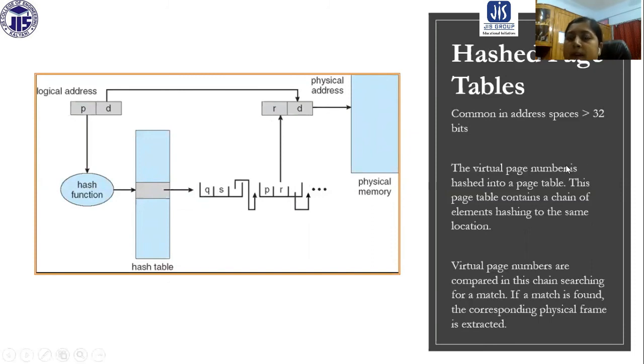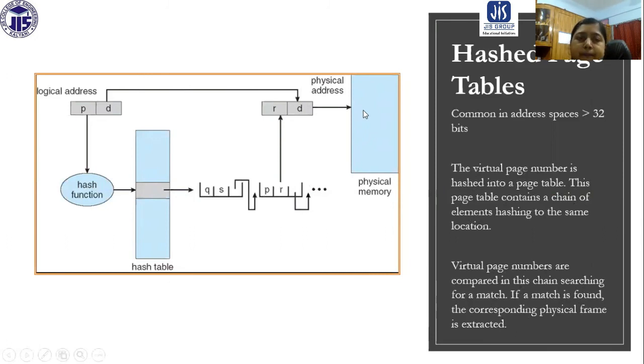So the virtual page number is hashed into a page table. This page table contains a chain of elements hashing to the same location. Virtual page numbers are compared in the chain, searching for a match. If a match is found, the corresponding physical frame is extracted. Then it is added with the offset in the same manner, and it is mapped to the physical address.